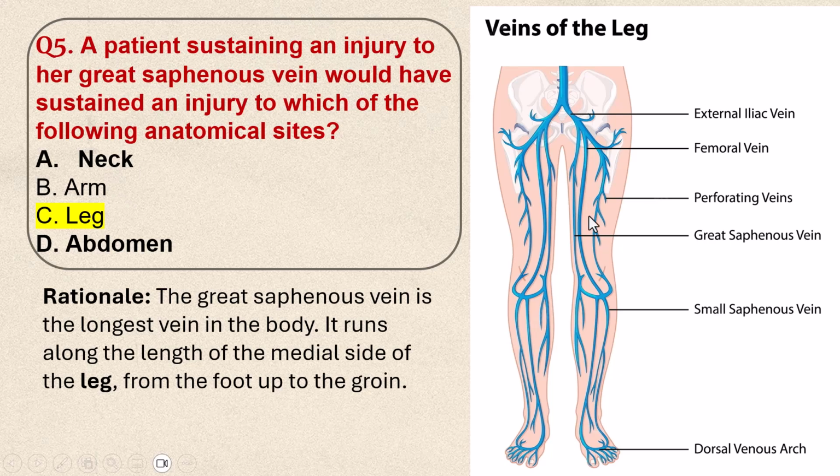When you look at the venous system, the great saphenous vein is the longest vein in the body. It runs along the length of the medial side of the leg from the foot to the groin.